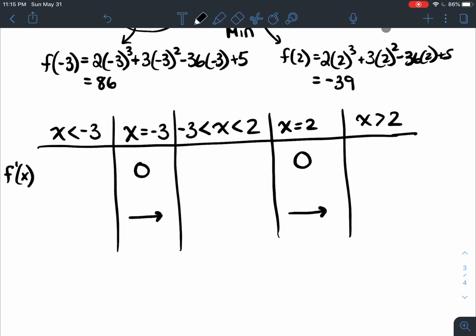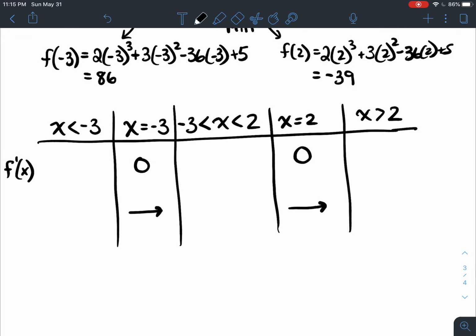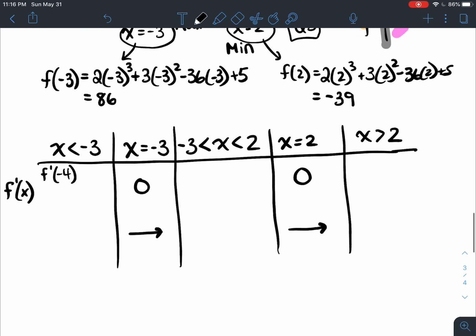So all you have to do is take the derivative, 6x squared plus 6x minus 36, and just sub in a value that's less than -3. Like let's just say we subbed in f prime of -4. We subbed in -4 into our derivative equation. If you did that calculation, you would get 36. So you would get a positive value. And since you know it's positive, the graph is going to be increasing. It's a positive slope.